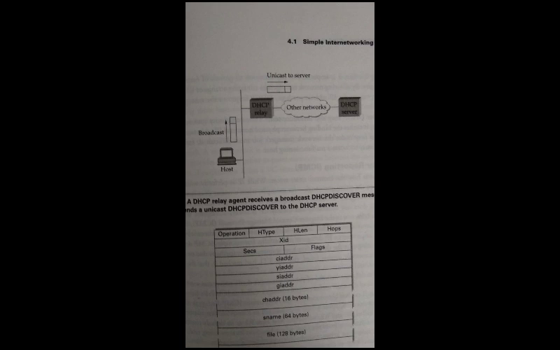Only the relay agent knows the actual IP address of the DHCP server and how to communicate with it. Okay, so now the relay agent is going to send the unicast message to the server. Somewhere else the DHCP server is present, and through this particular network, the DHCP relay is going to communicate with the DHCP server.